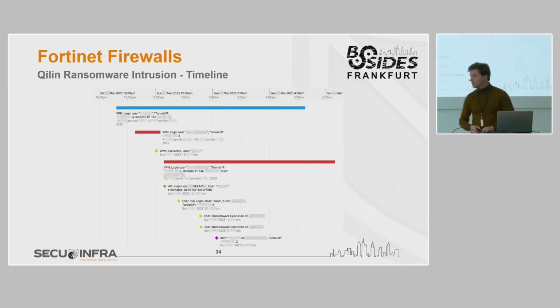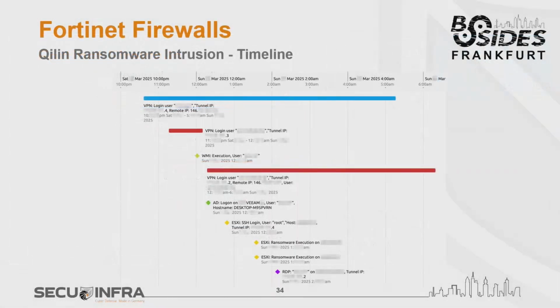And using that, we could create a timeline that's obviously not a full timeline, it's much more in detail, and it's also obviously redacted. But as you can see on the top, you have this .4 tunnel IP, you also have the .2 tunnel IP, and they're working simultaneously, so at least 2 guys working together for Kalin and ransoming the environment.